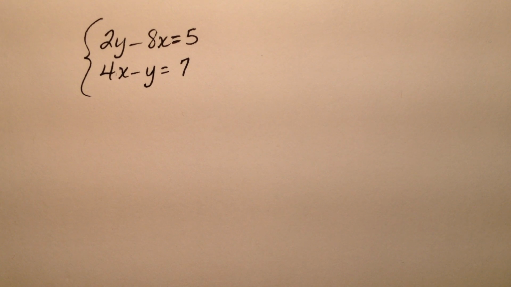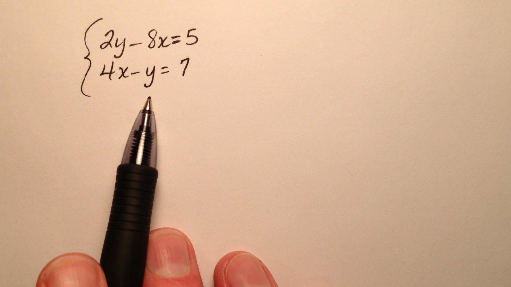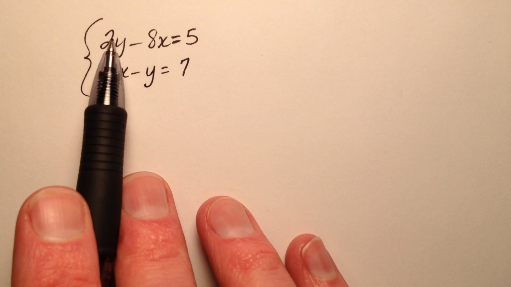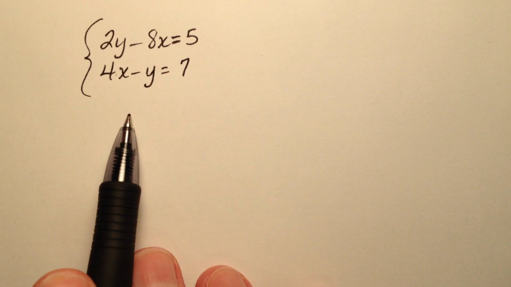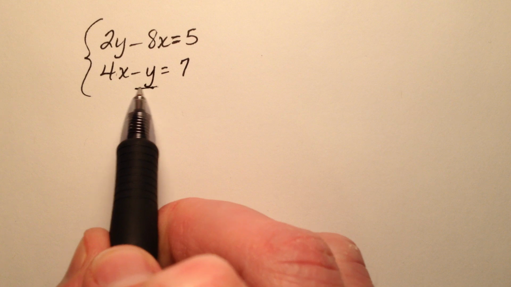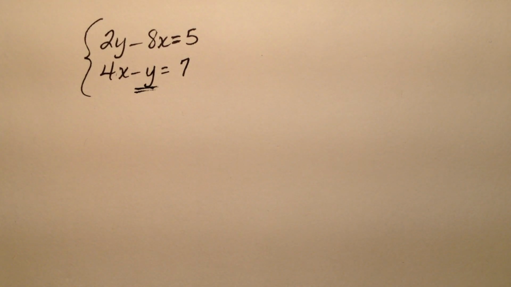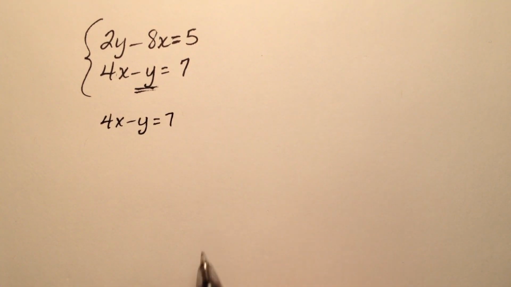In this example, we're going to solve this linear system by substitution. So the first step that we're going to take is to identify one of these variables which will be easy to solve for. So the coefficient is 1 or -1. And it looks like this y right here has a coefficient of -1, so he'll be easy to solve for. So this 4x minus y equals 7.